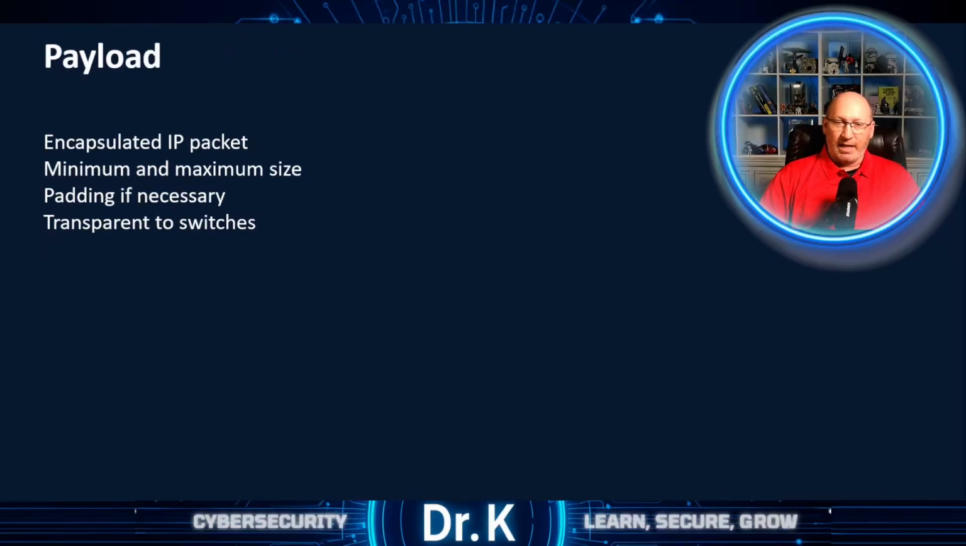The payload contains the IP packet generated by the network layer. Ethernet then enforces minimum and maximum frame sizes to maintain reliable collision detection and timing properties. If the payload is too small, padding is added. If it exceeds the maximum size, well, then we do fragmentation. Switches forward the frames without interpreting the payload, and this preserves modularity between the different layers.